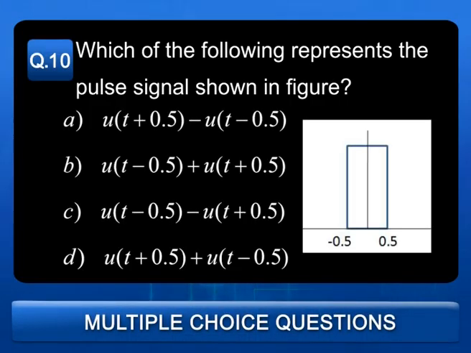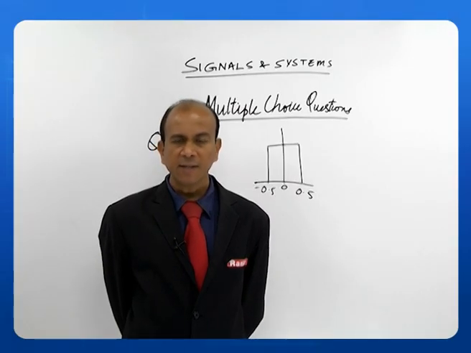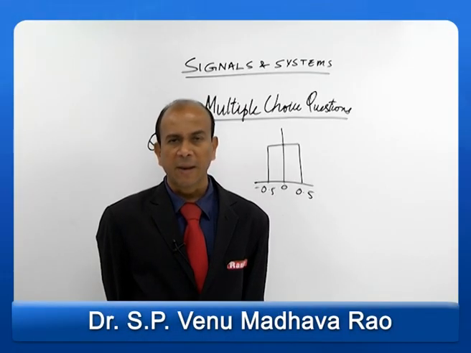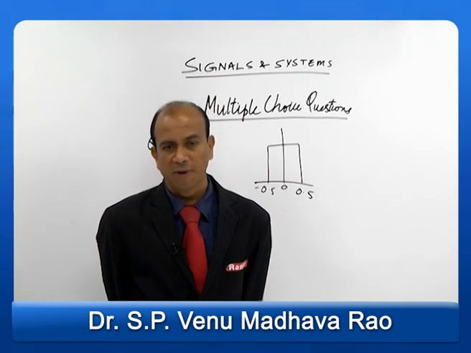A, u of t plus 0.5 minus u of t minus 0.5, that is choice A. Second is u of t minus 0.5 plus u of t plus 0.5. C, u of t minus 0.5 minus u of t plus 0.5. D, u of t plus 0.5 plus u of t minus 0.5. A is the answer, u of t plus 0.5 minus u of t minus 0.5.